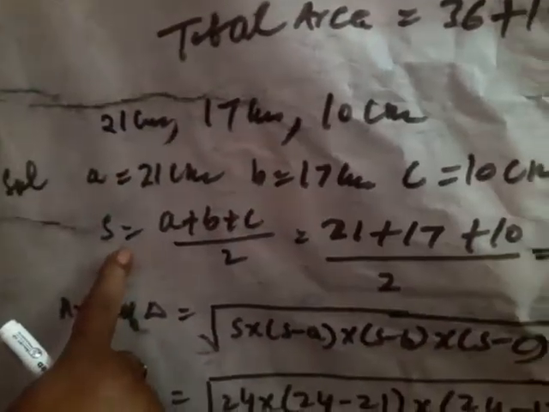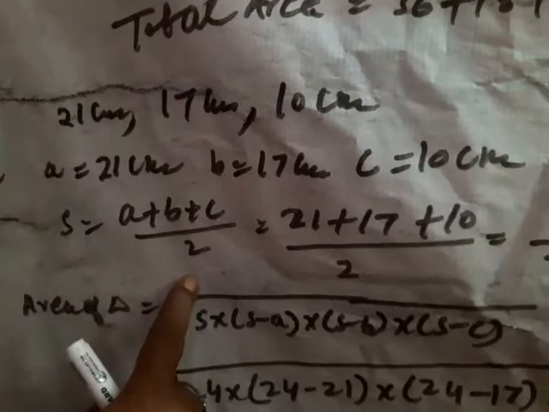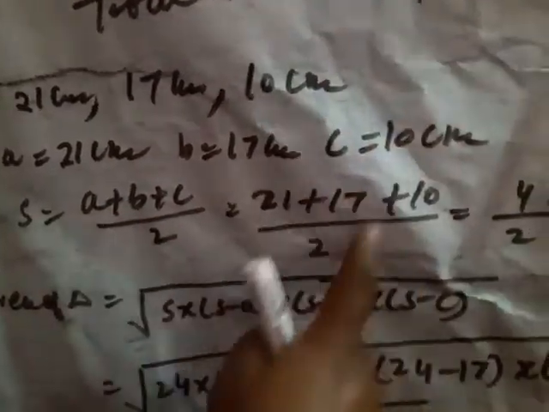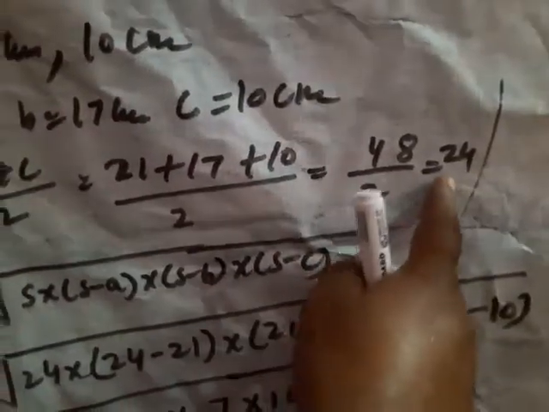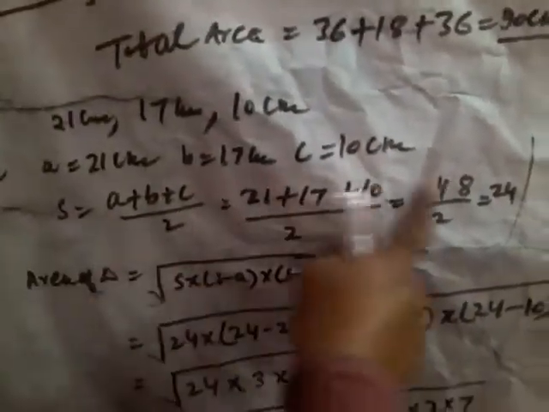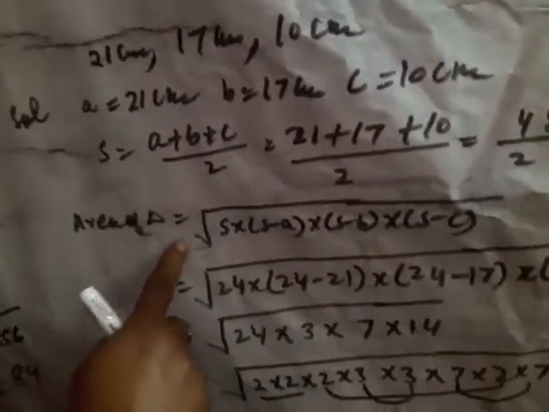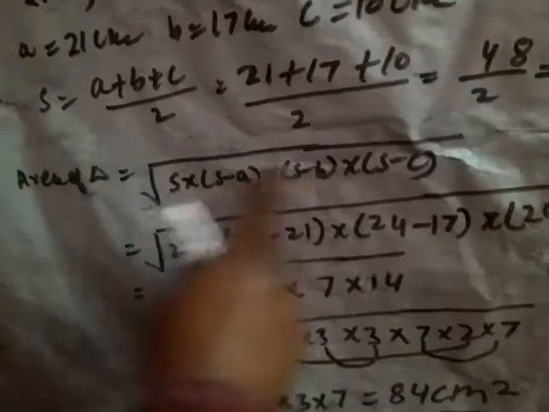First of all we find S. S is equal to (A plus B plus C) upon 2. 21 plus 17 plus 10 upon 2 means 48 upon 2 is equal to 24. The value of S is equal to 24. Now area of triangle is equal to, this is your Heron's formula.